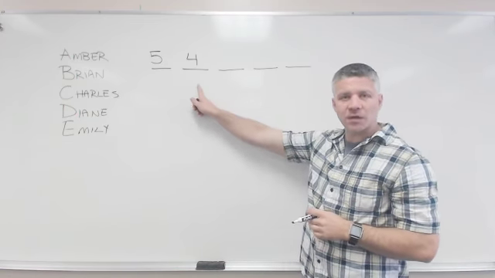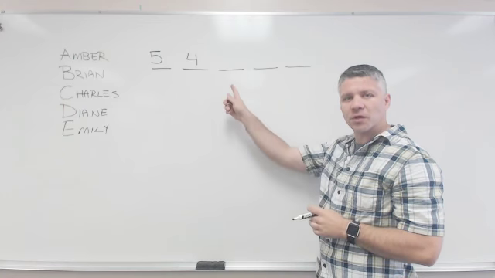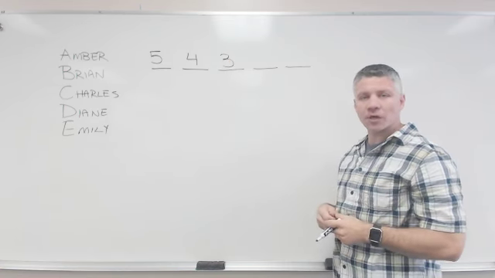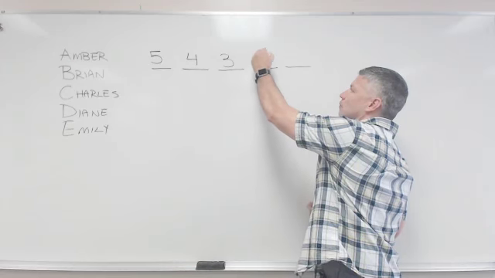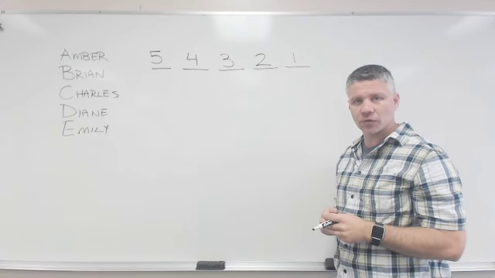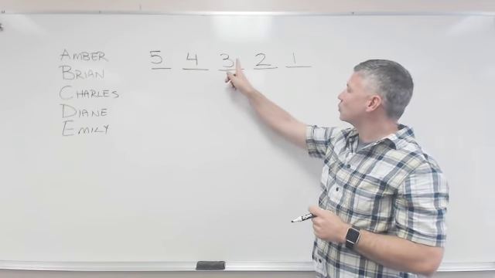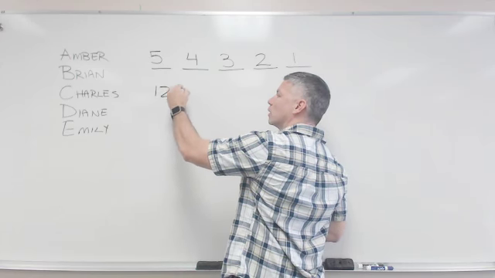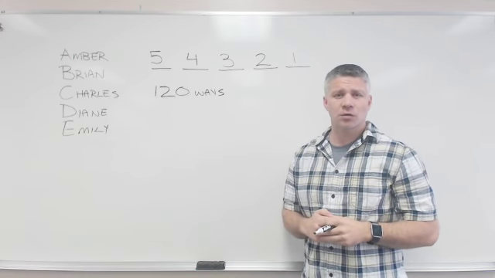Once the first and the second person have lined up, how many people are left who could be the third person? 3. First 3 are lined up. How many people are left that could be the fourth person in line? 2. And obviously just one student is left. If I multiply these numbers together, 5 times 4 times 3 times 2 times 1, I find there are 120 ways for 5 students to line up for lunch.